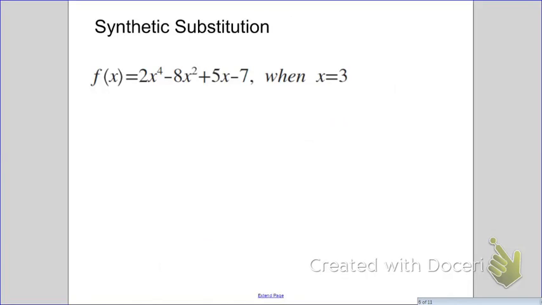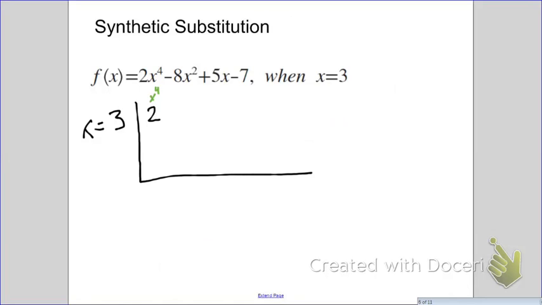It's called synthetic substitution. The way that we do synthetic substitution looks like this. We draw this little pattern like this. Next, we put the 3, which is the x that we're plugging in, and then we're going to write down all the coefficients from the problem. The first coefficient I see is 2, and that comes from looking in front of the x to the 4th power.